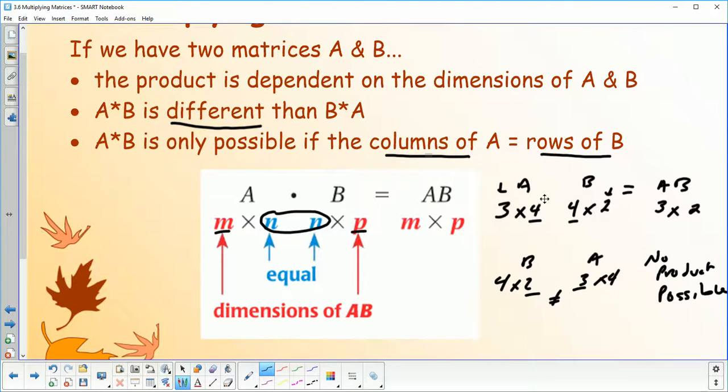Okay, so the big thing is that these two numbers have to be equal in order to have a product. So the columns of A have to equal the rows of B. And if they're not equal, then we can't actually do the product.